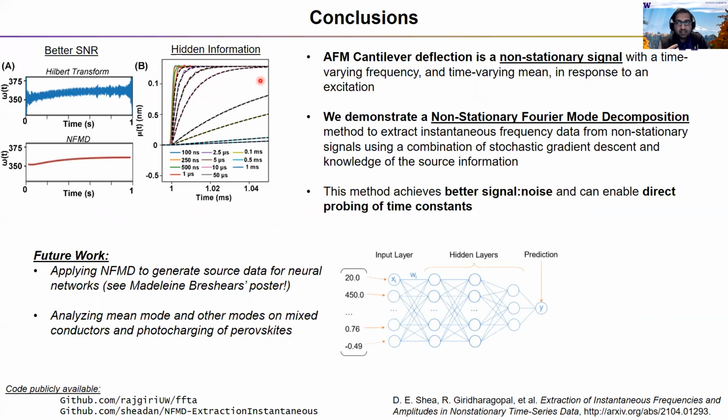So in conclusion, this NFMD method both gives us better signal-to-noise ratio, and it lets us extract this hidden information out of these time-dependent AFM experiments. And in the future, we want to apply these to generate better source data for, say, neural networks, as well as applying these in cases where you don't have single exponential, maybe you have stretched exponential kinetics, and we can use that knowledge to guide the NFMD process.